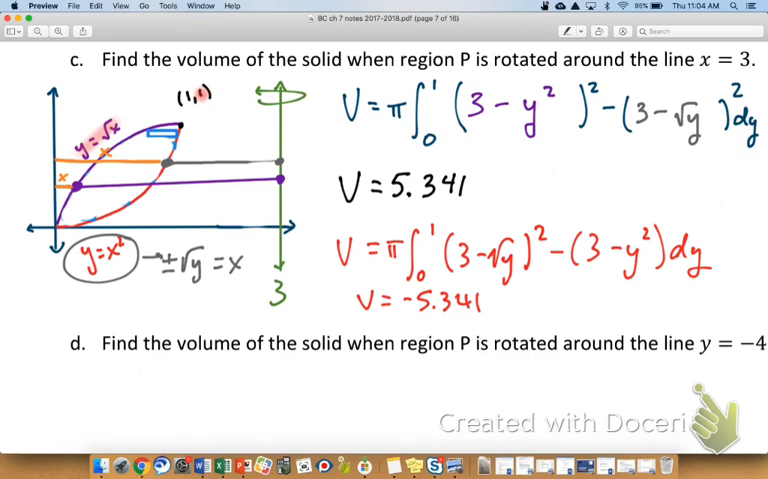Here's my advice to you. If you did the thing in red, just write something like, therefore, the volume is 5.341. If you're confident that the only mistake you made was flipping the big R and the little r, just do something like that. So would you get full credit for something like that? Yes, you totally would.